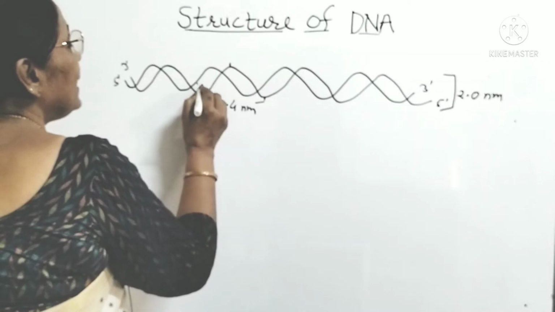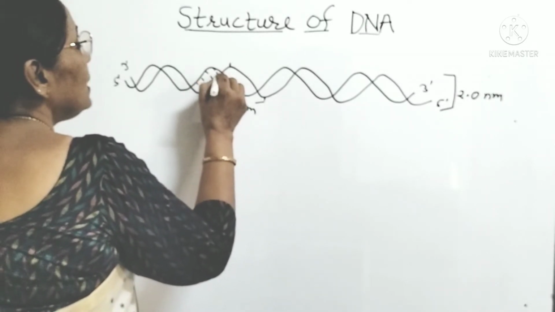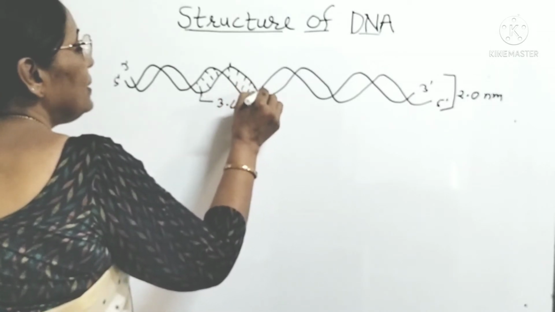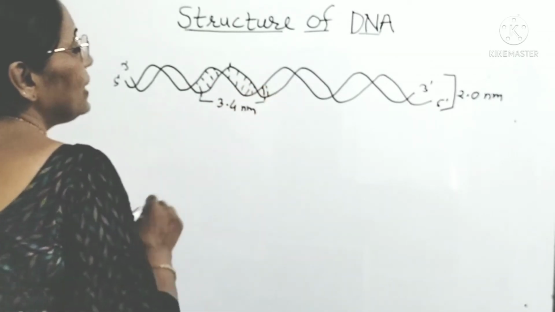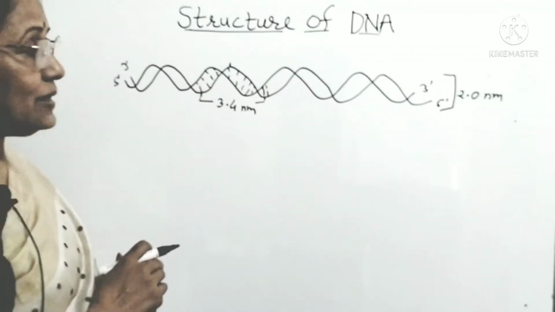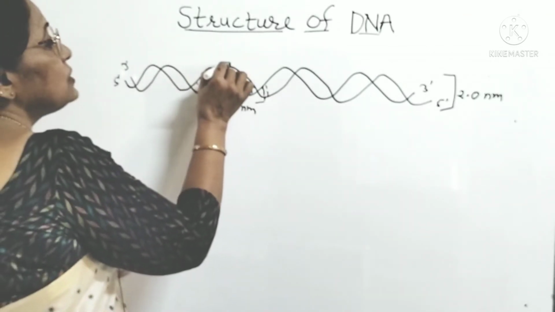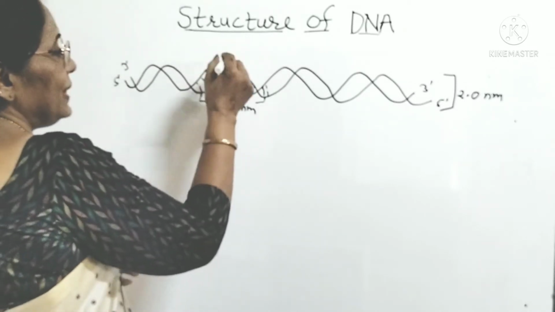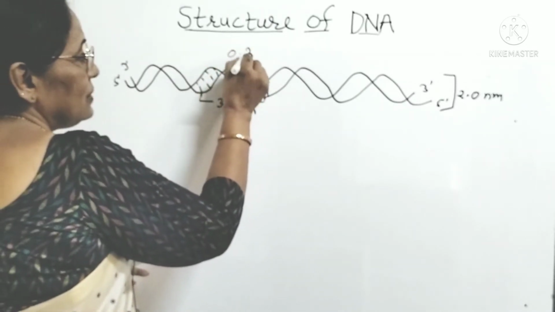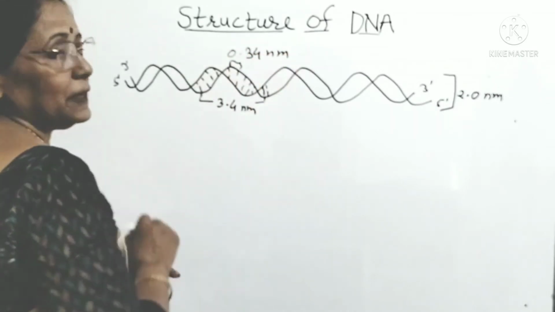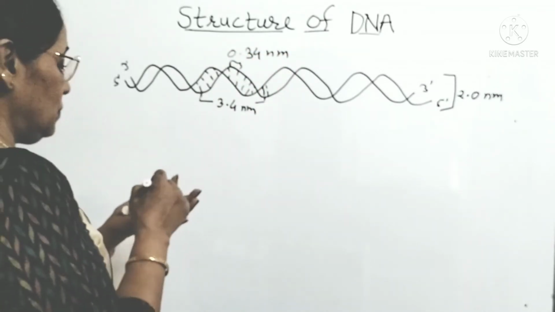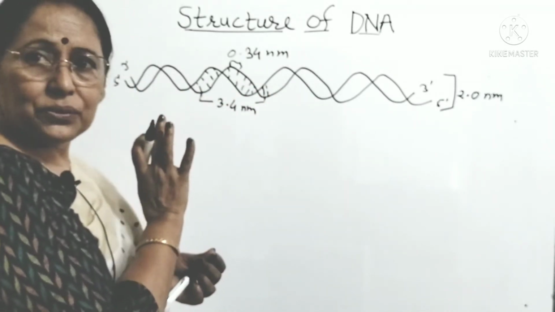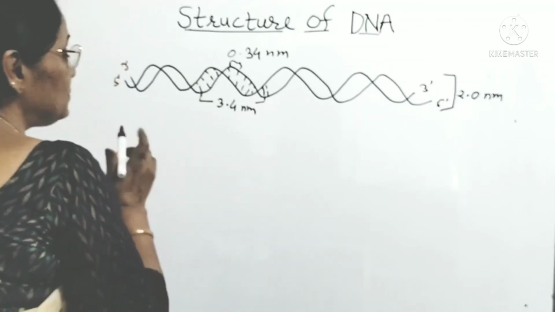So let us draw 10. 1, 2, 3, 4, 5, 6, 7, 8, 9 and 10. So there are 10 pairs of nitrogen bases. So naturally the distance between these two will be 3.4 divided by 10, that is 0.34 nanometer. Now in this strand, where is nitrogen, where is sugar and where is phosphate?